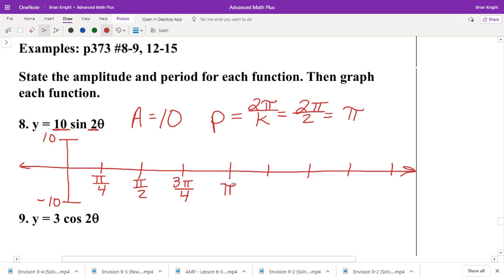Everybody with me? What would the next one be? 5 pi over 4. The next one would be 6 pi over 4, which reduces to 3 pi over 2. Then 7 pi over 4. And last but not least, 8 pi over 4, which is 2 pi. 2 periods worth. That makes sense? Now, today's is actually even easier to graph. You just got to remember the pattern.